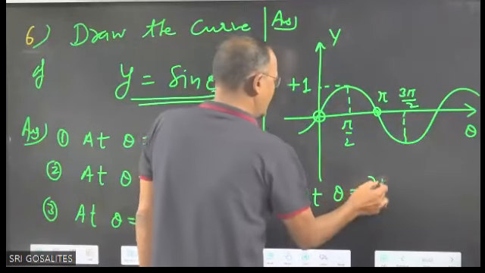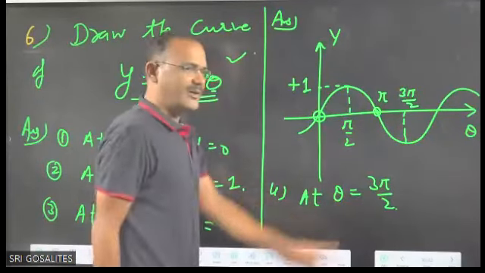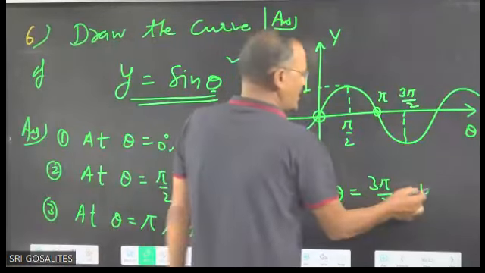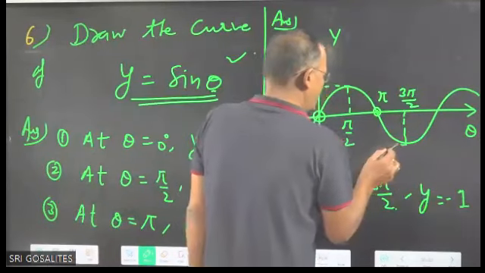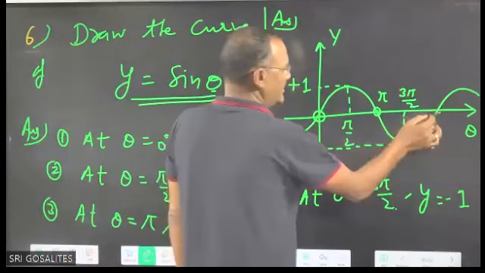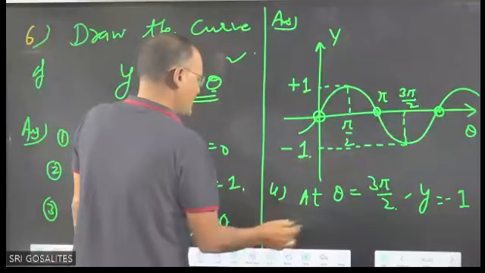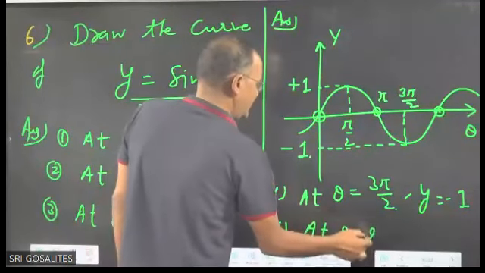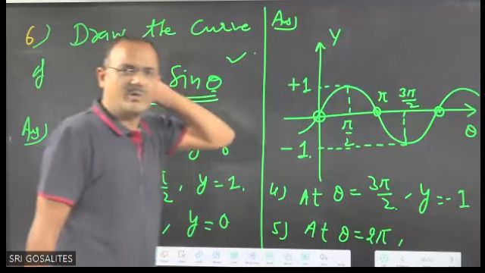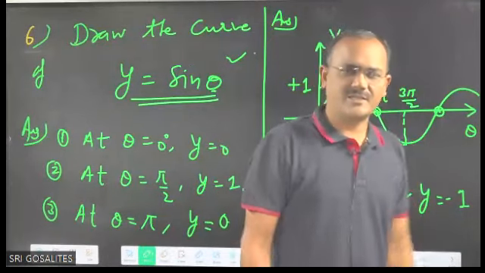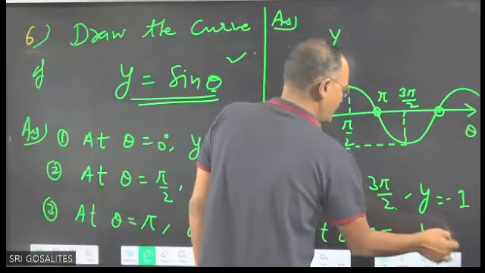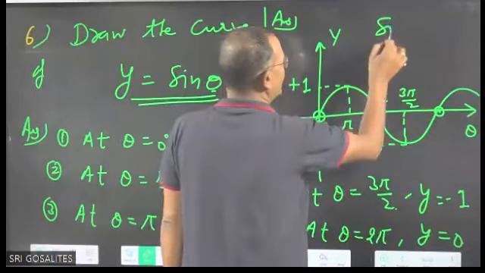At theta equals 3 pi by 2, means 270, if you put sin 270, you know the way to calculate, it comes -1. So this peak, this value, is -1. Then further, at theta equals 2 pi, means sin 360. 2 pi is 360 again, and 360 is the same point as the origin. So the function is over. So y will be 0. So this is the sine curve.